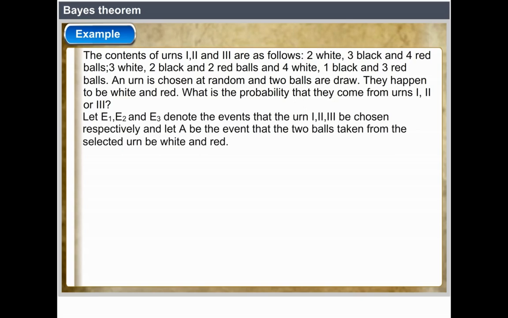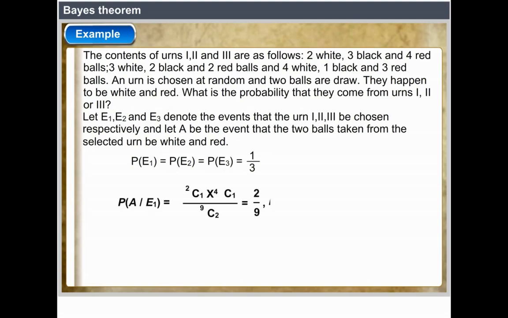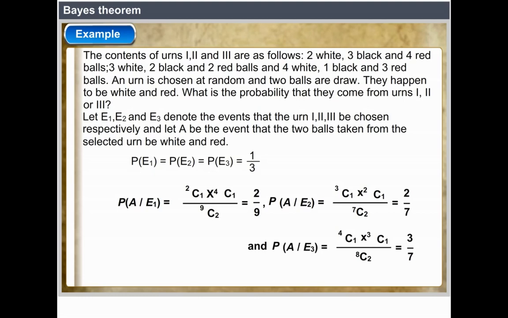Let E1, E2 and E3 denote the events that urn 1, 2, 3 be chosen respectively, and let A be the event that the 2 balls taken from the selected urn be white and red. P of E1 equal to P of E2 equal to P of E3 equal to 1 by 3. Therefore, P of A given E1 equal to 2C1 into 4C1 divided by 9C2 equal to 2 by 9. P of A given E2 equal to 3C1 into 2C1 divided by 7C2 equal to 2 by 7. And P of A given E3 equal to 4C1 into 3C1 divided by 8C2 equal to 3 by 7.